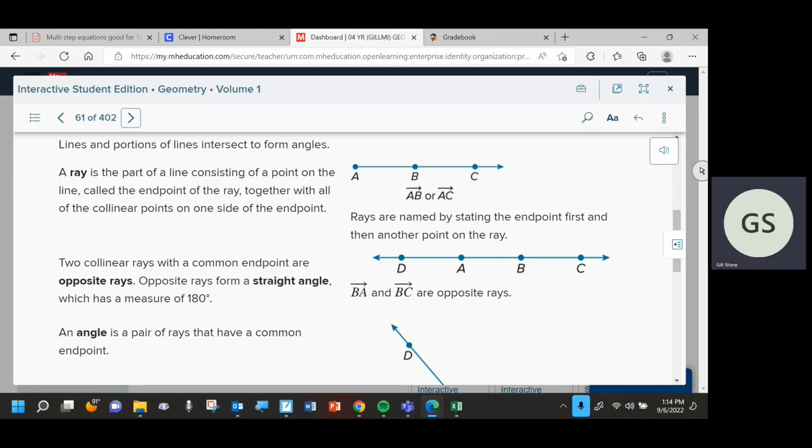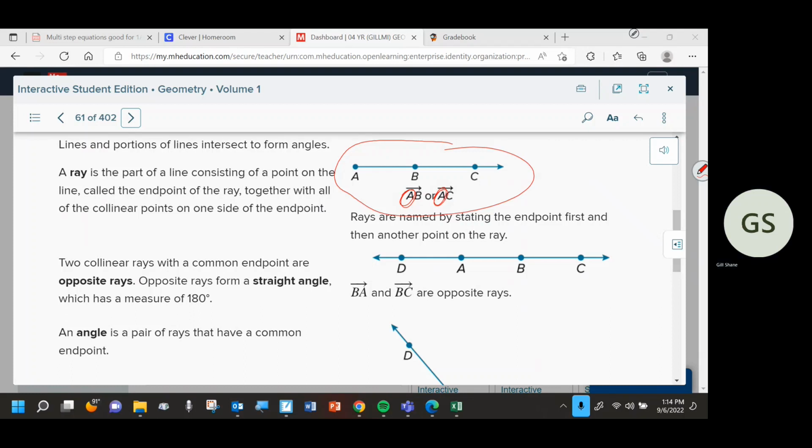The way you name it is, the starting endpoint is always first. But then from there, I can choose the B or the C to name it. So for that ray you're looking at visually right here, for those people that are watching the video who can't see me pointing, I could either call it ray AB or ray AC. I could use either the B or the C as the second part.